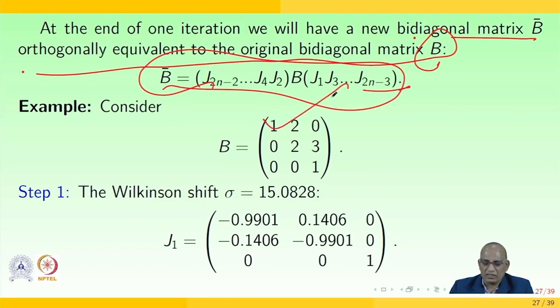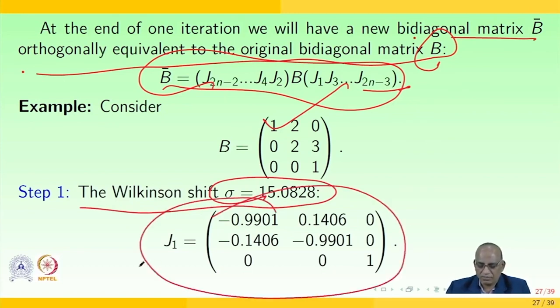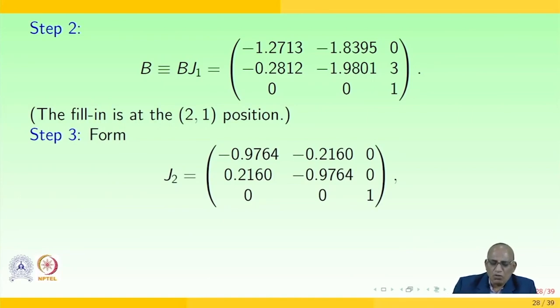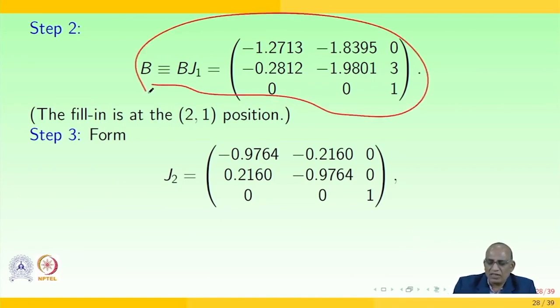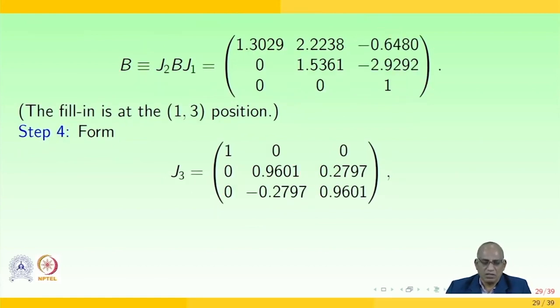Now let us take this example: 1, 2, 0, 1, 0, 2, 3, and 0, 0, 1. The Wilkinson shift is sigma 1 equal to 15.0828, and J1 will be like this. So these two values are the main diagonal, sub-diagonal, super-diagonal. In step 2, B J1 will be evaluated like this. So this is 0, this is 0, these are all non-zeros. The fill-in at the 2,1 position will be changed over here. These are all zeros. In step 3, similarly, B is equal to J2 B J1. So it turns out to be like this.